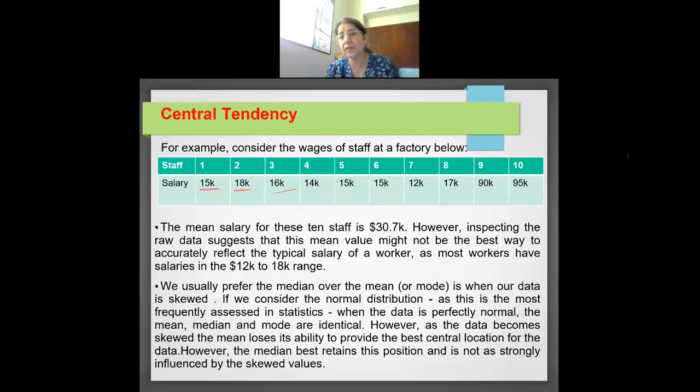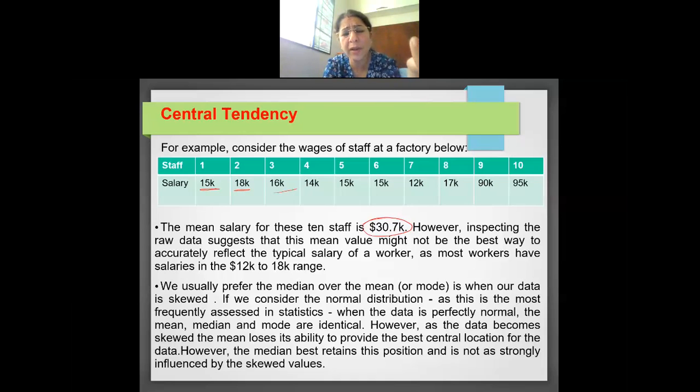So now here, if you calculate the mean salary of this data, you can have a look and see that only 90 and 95 salary is of only 2 staff members. The rest all have salary between 12 to 18K. So if you calculate the mean of this, you will get 30.7, which doesn't give a good picture of the data, isn't it?